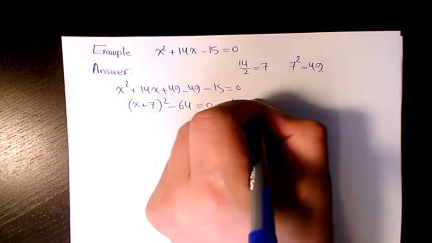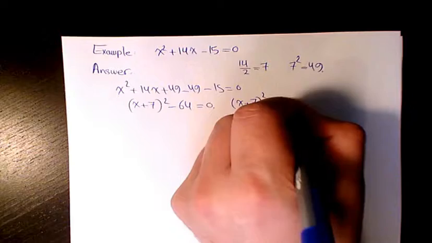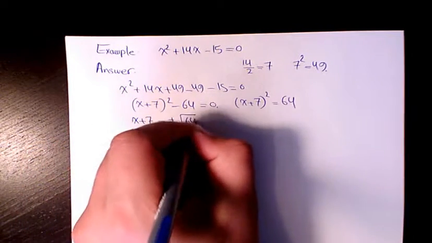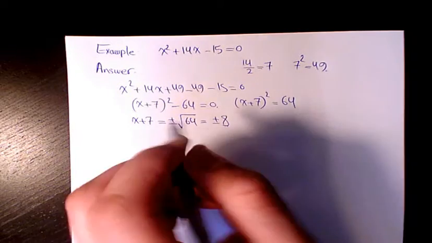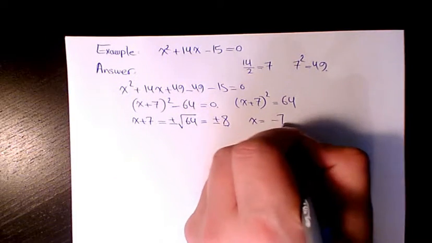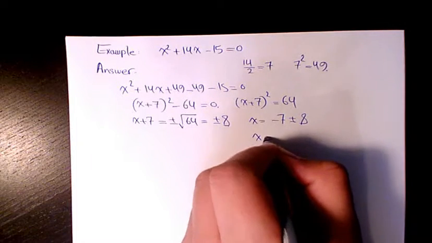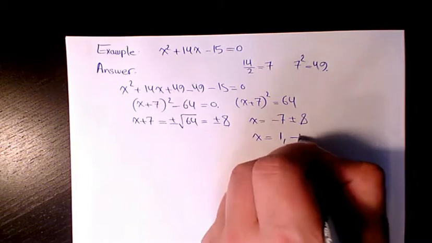So we have (x plus 7) to the power of 2 equals 64. So x plus 7 will be plus minus the square root of 64, which is plus minus 8. So x will be negative 7 plus minus 8, which means the answer is going to be 1 and negative 15.